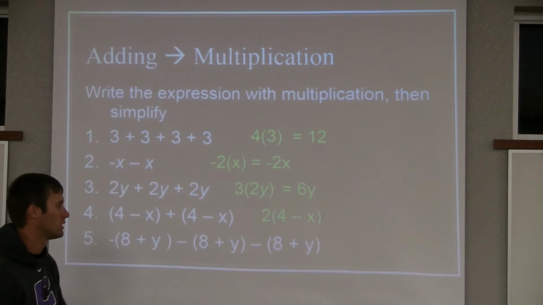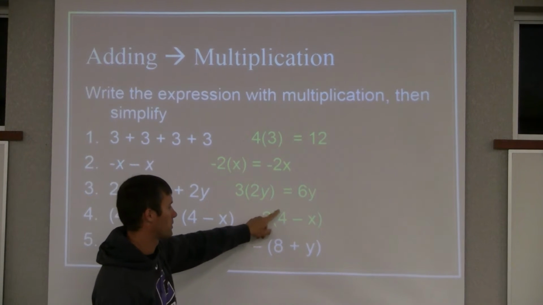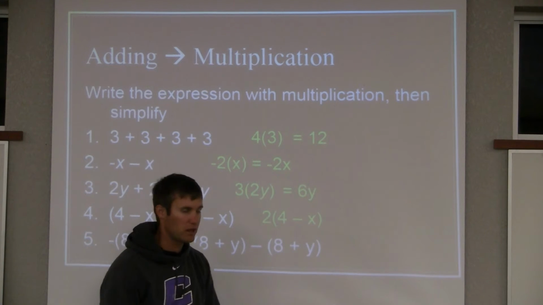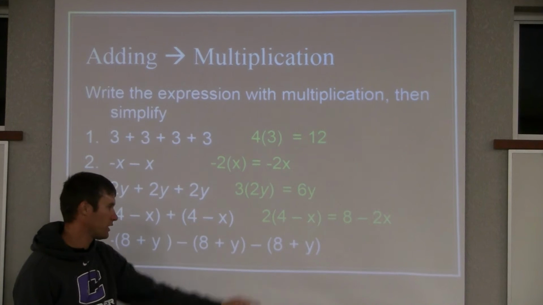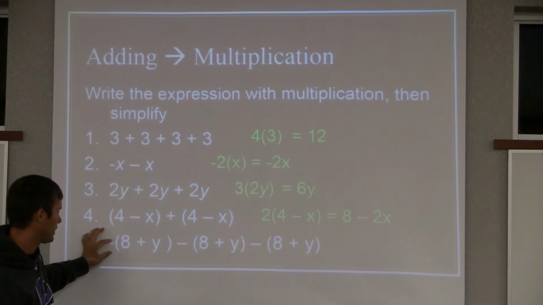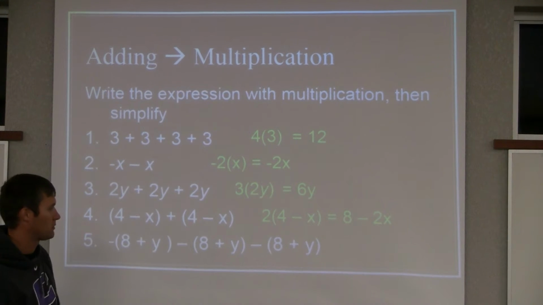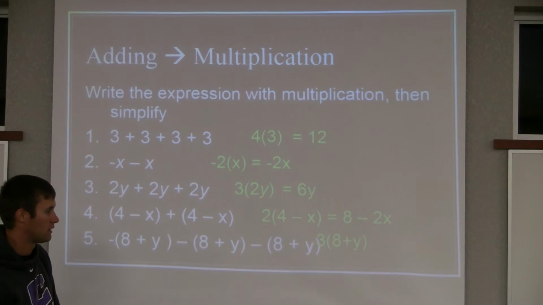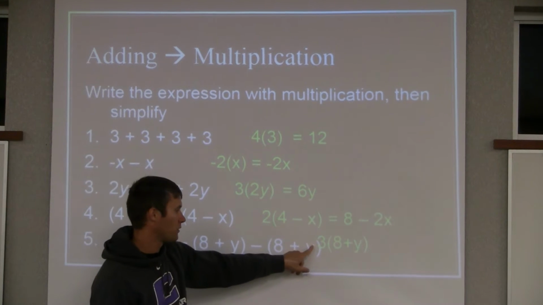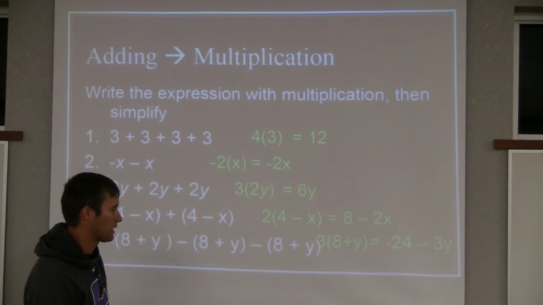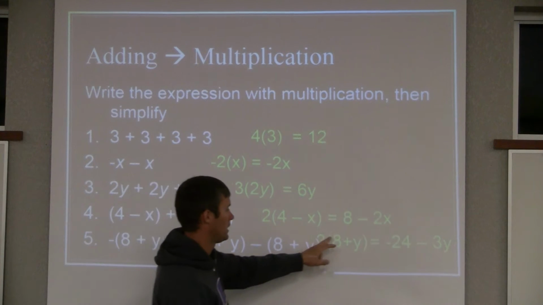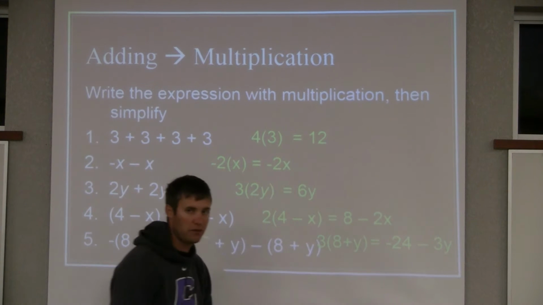4 minus x. And now we use the distributive property, 2 times 4, 2 times x. Now we have 1, 2, 3, so it would be 3. There's a negative on that side, so negative 3 times 8 plus y. And there is a negative there. Then we go negative 3 times 8, negative 3 times y. Negative 3 times 8 is negative 24. Negative 3 times y is negative 3y.